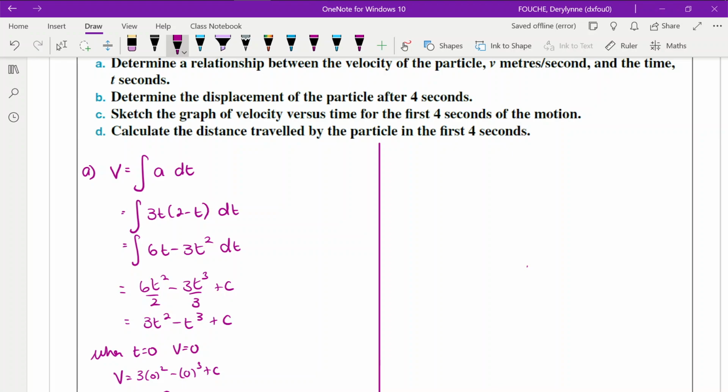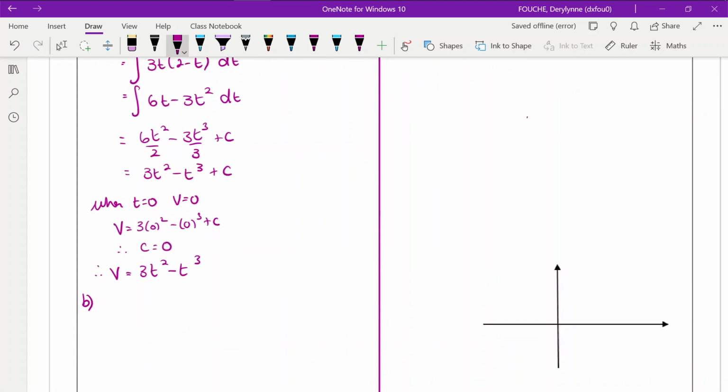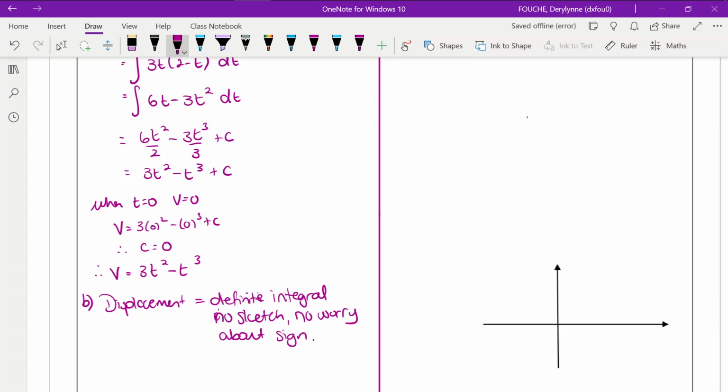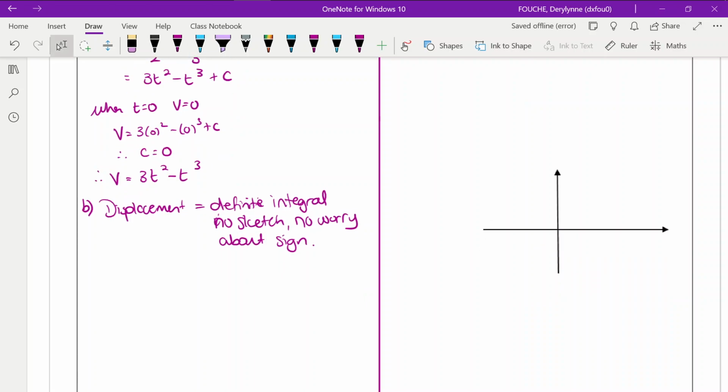Okay, now it says determine the displacement of the particle after 4 seconds. Now, it's important to know displacement is your definite integral. Don't have to sketch, no worrying about signs, because displacement is where you end up. It's not the distance traveled, it's how far away from the origin you are, so you don't have to worry about positive and negative integrals.